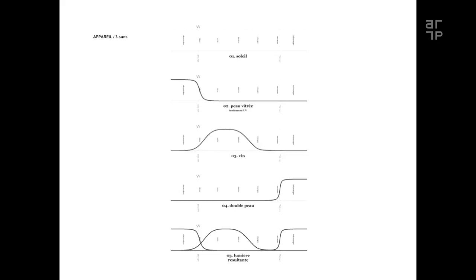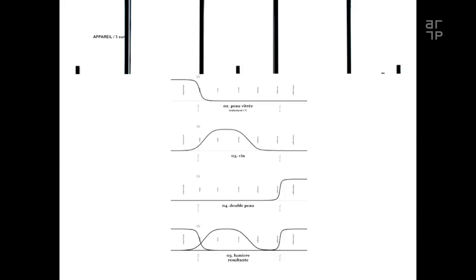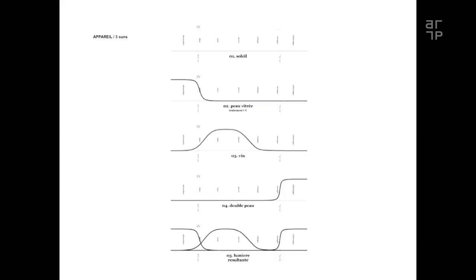So we were actually, with these little bags that we filled up with more or less wine, working with this physicist, and we understood that by creating a kind of double facade, what this diagram shows is the spectrum of light.